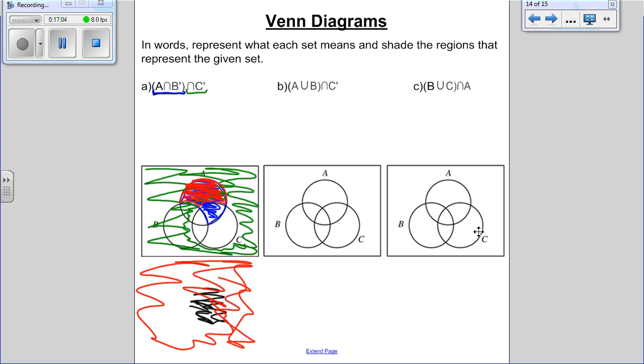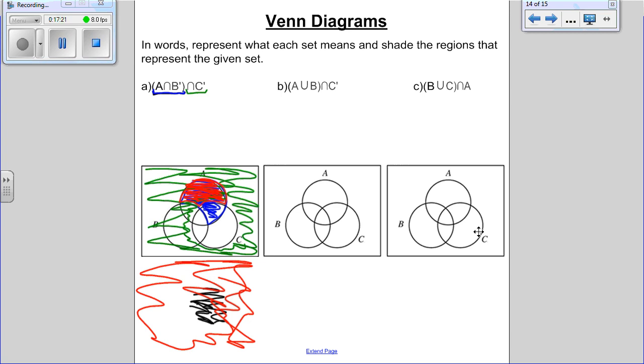On a test, as you get used to reading these, you'll probably be able to do them almost without shading. You'll be able to really easily tell where that is. You'll be like, okay, and not C, it's this. But that's just going to come with practice. All right, let's try B.